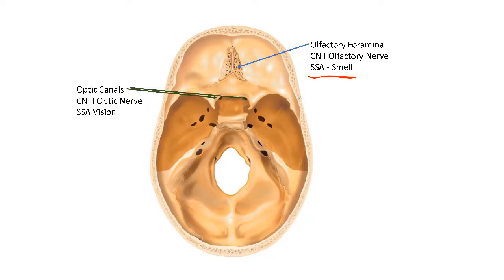The second one is also in this drawing. It's the next one moving anterior to posterior, the optic canals. Now, the optic canals are for cranial nerve number 2, the optic nerve. Isn't that nice? We get the nerve and the canal named for each other. It is also SSA for vision because optics is visual.